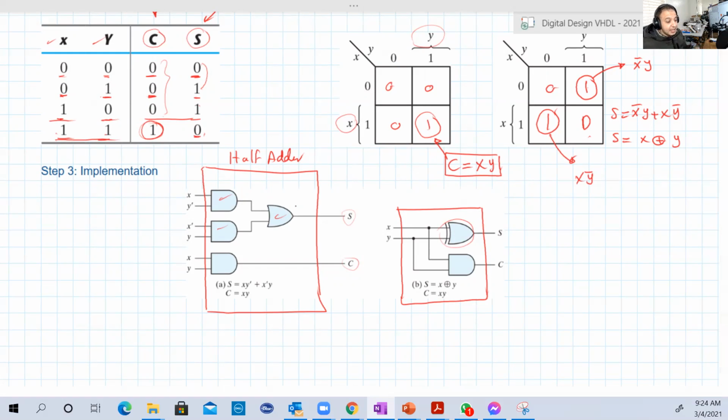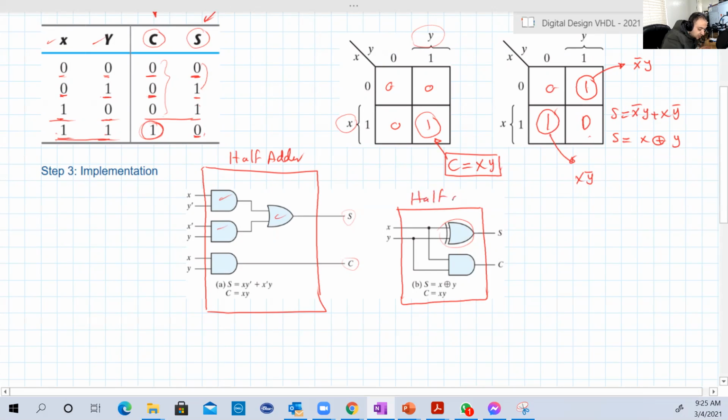because basically some technologies only allow you to use AND and OR. So at that point, we will not have a dedicated circuit for XOR. So both are okay. This is a half adder, and this is also the half adder. It's basically the same. Okay, guys.